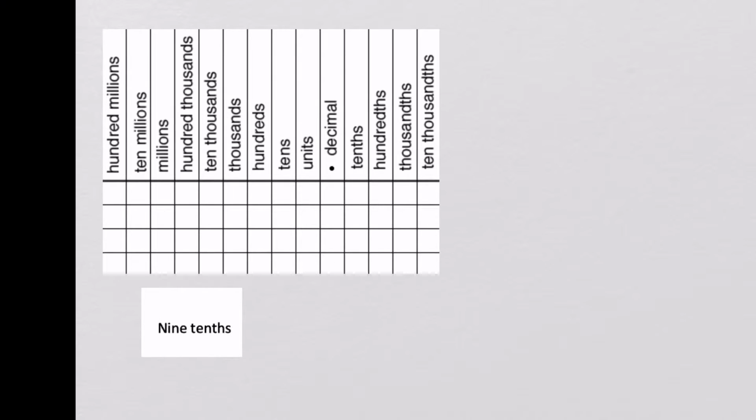Let's talk about the number 9/10ths. What that means is I don't have anything in the units, which is also the ones place. I don't have anything in the tens. I strictly have a number in the tenths place, and that number is 9. So I'm going to put a 9 right here.